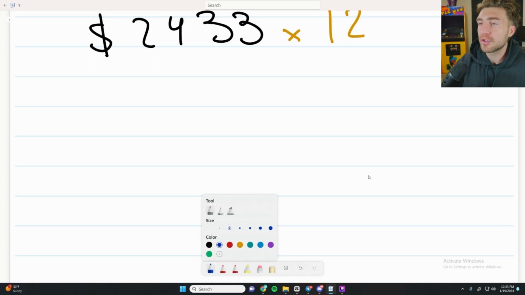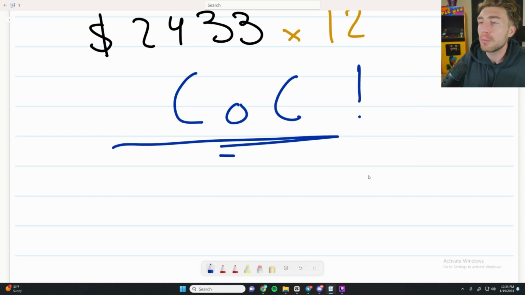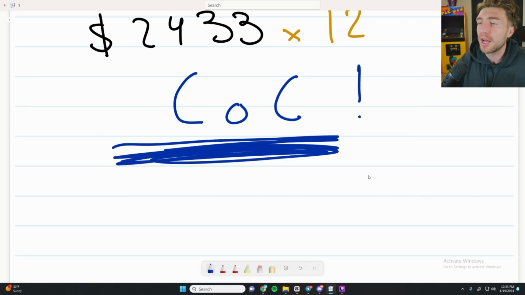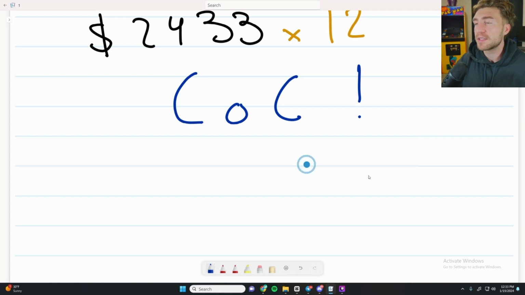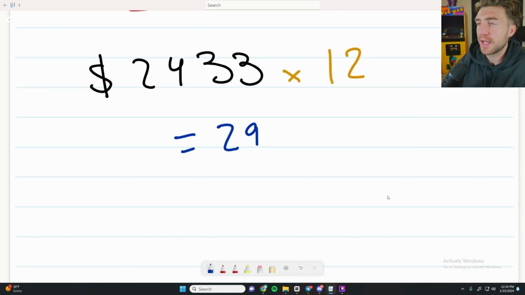Everything we do in creative finance, everything we do in real estate investing should revolve around cash on cash return. It is the single most important formula in real estate investing. It makes cap rate look like a little, I hate cap rate in comparison to cash on cash return. So let's do the math. 29,196. That's how much profit you're making per year.